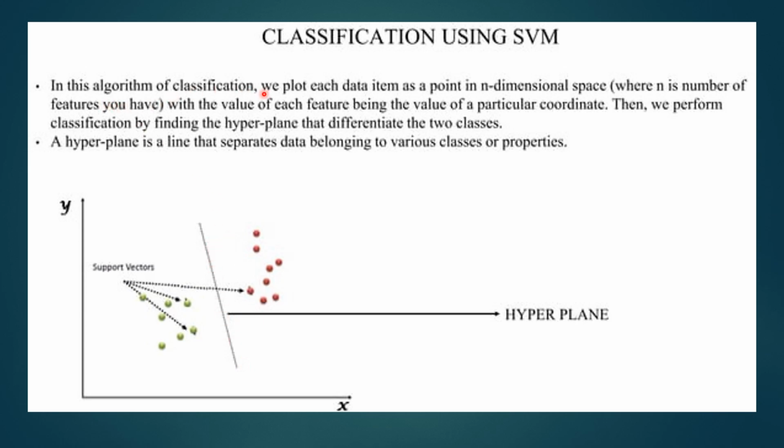In this algorithm, classification will plot each data item in an n-dimensional space, where n is the number of features you have, with the value of each feature. A hyperplane is a line that separates data belonging to various classes and properties.